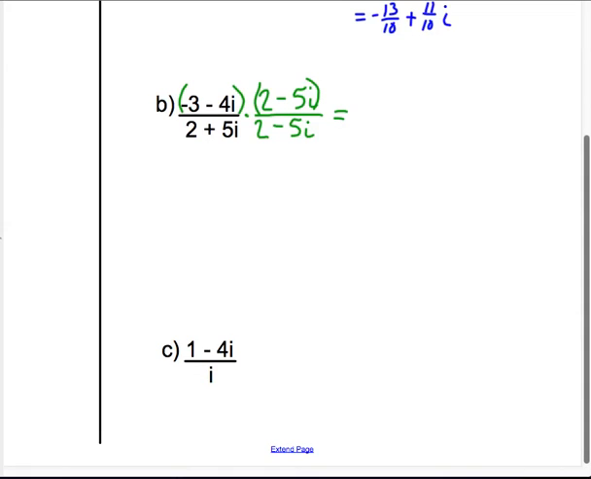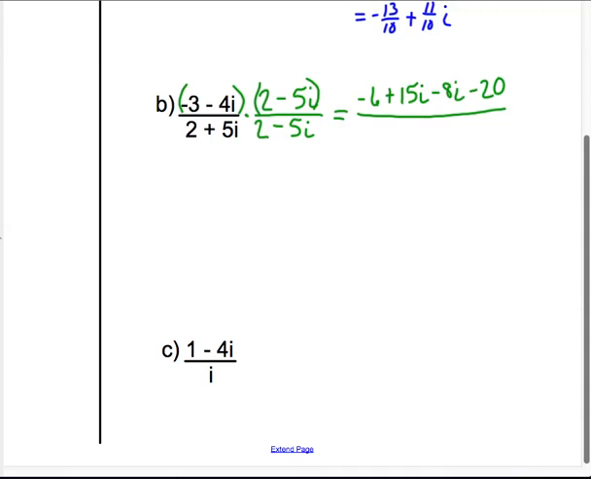So negative 3 times 2 is negative 6. Negative 3 times negative 5i is positive 15i. Negative 4i times 2 is negative 8i. And negative 4i times negative 5i would give me a positive 20i squared. But i squared is negative 1, so it's really a negative 20.